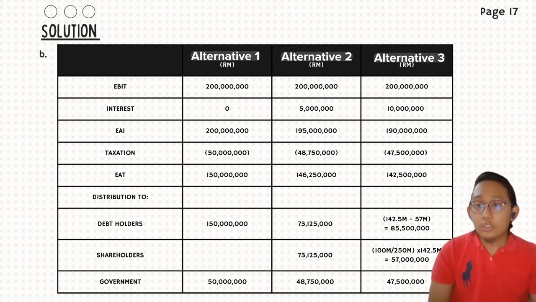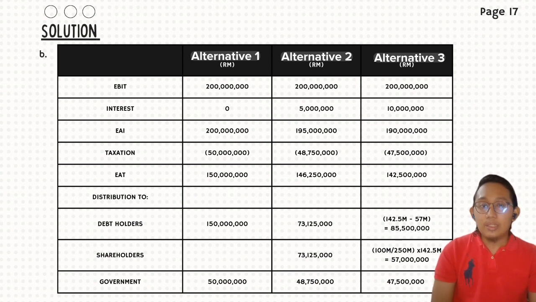Next, we go to alternative number 2. The EBIT is 200 million minus the interest of 5 million, which comes from 10% times 50 million. Then we will have the EAI of 195 million. Then we minus the taxation of 48.75 million, which comes from 0.25 times 195 million. Then we will have the EAT of 146.25 million. And then we distribute to debt holders and shareholders by 50% each, which they will get 73.125 million each, and the government will receive 48.75 million through taxation.